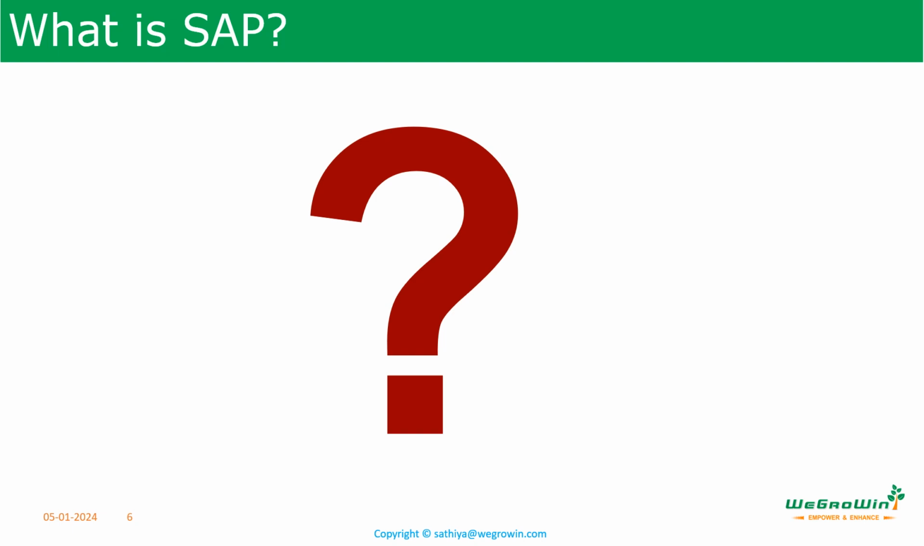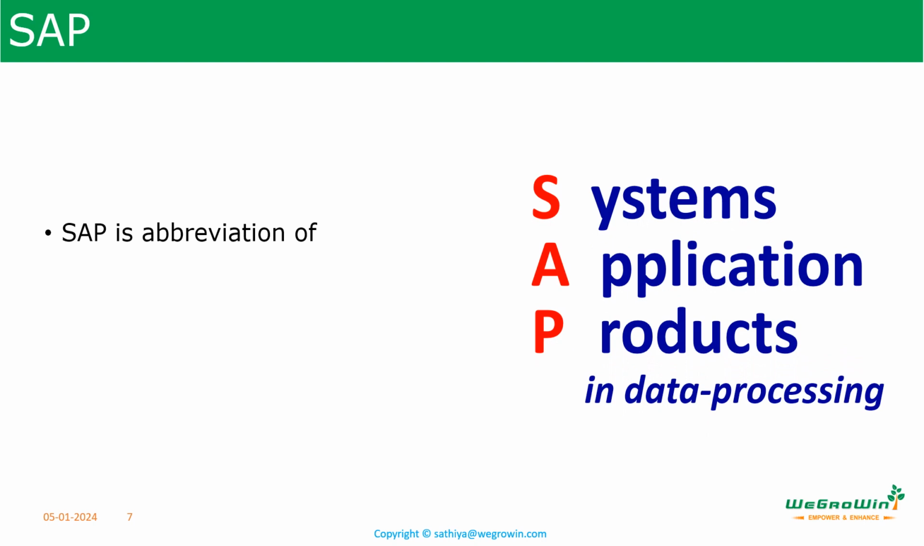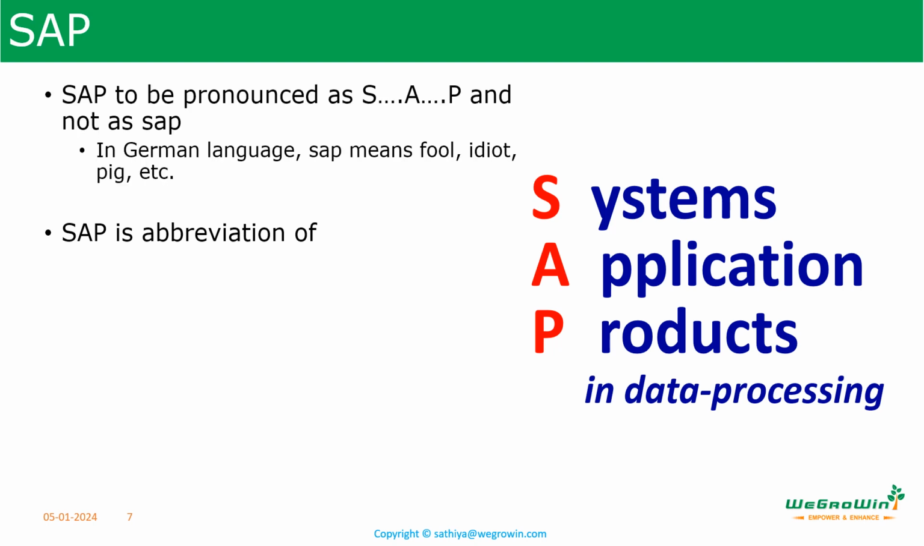What is SAP? In the last session, we saw some funny definitions. Leaving these funny definitions, let us see the actual definition of SAP now. SAP is the abbreviation of Systems, Applications, Products in Data Processing. SAP is to be pronounced as S-A-P and not as "sap". In the German language, sap means fool, idiot, pig, etc.